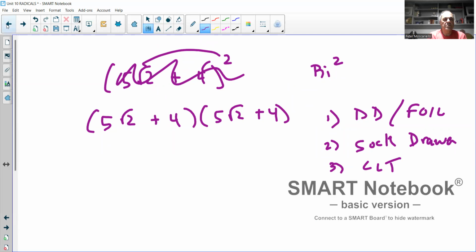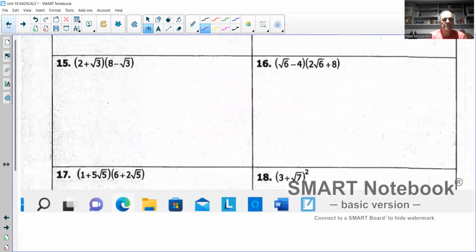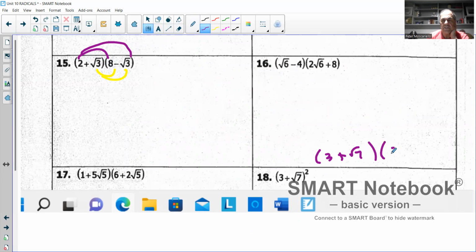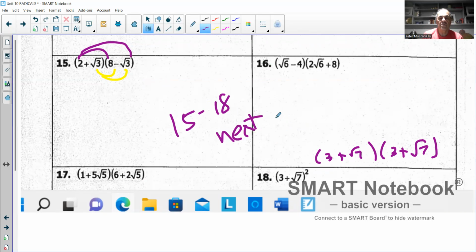All right, so let's go back to the worksheet. And now I want you to do 15 through 18. So 15, your double distributive or your FOIL. Same thing in number 16, 17, and number 18. That's the one you have to write it out twice. Okay, so watch this video. Well, I don't have to say that. You already watched this video. And now for your homework, do 15 through 18. In the next video, it'll give you some more practice to do.